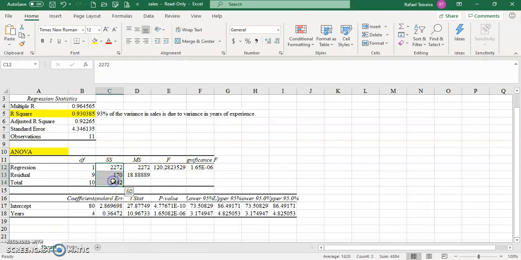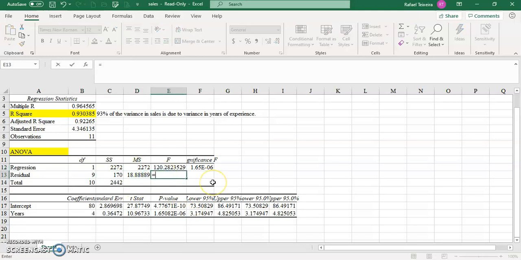The sums of squares are given, they are computed by Excel. Okay? And then if you divide this number by this number, you get the mean square. If you divide 170 by the degrees of freedom, you get 18.88. If you divide this number by this number, you get the same number you have in the F.